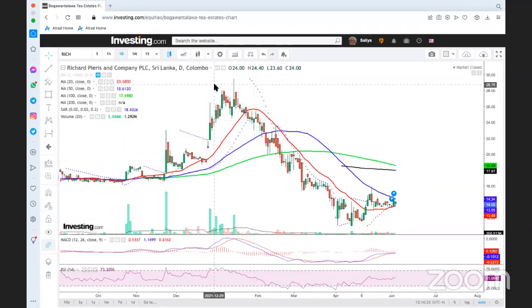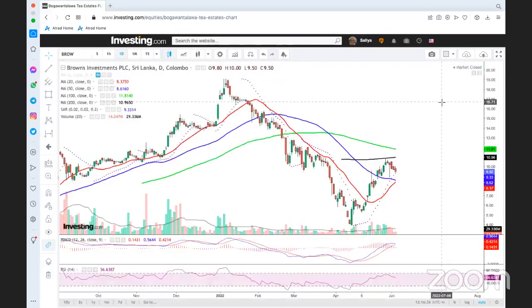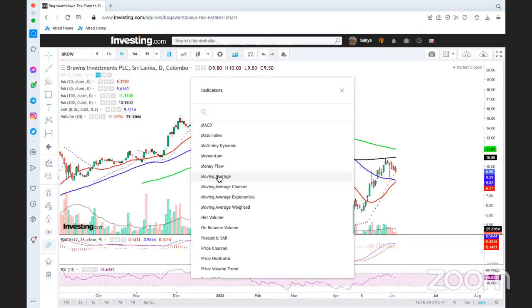Brown's investments we went through. There again, Brown's investments also is in the early stage of the trend. So individually, any of you can do the same thing. You just load all these time frames or the moving averages. You go to the indicator list, go to the moving average, click on this.